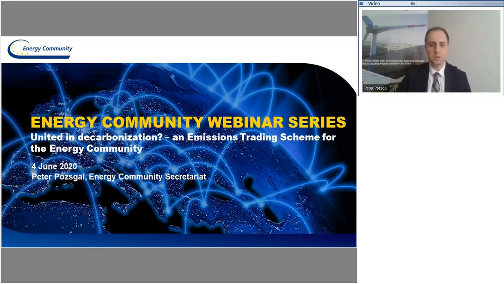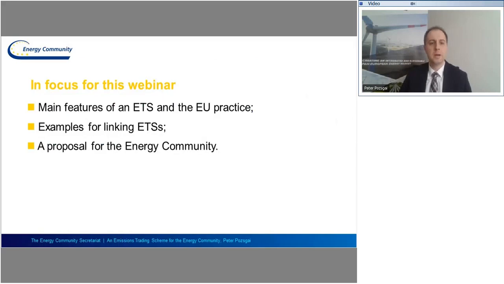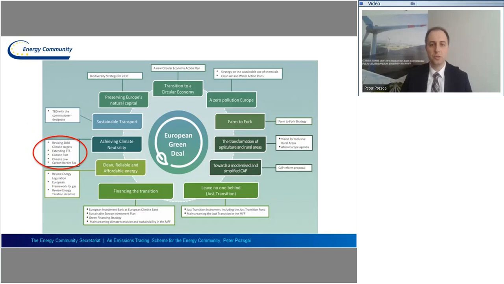In this presentation, we will go through three main topics and three main blocks. The first will be about the main features and the characteristics of the emission trading schemes in general, and also we'll focus a bit on the EU best practice. Then we will look at two case studies, how the different emission trading schemes can be linked to each other. And then third, I will walk you through the main elements of our proposal for an emission trading scheme in the energy community.